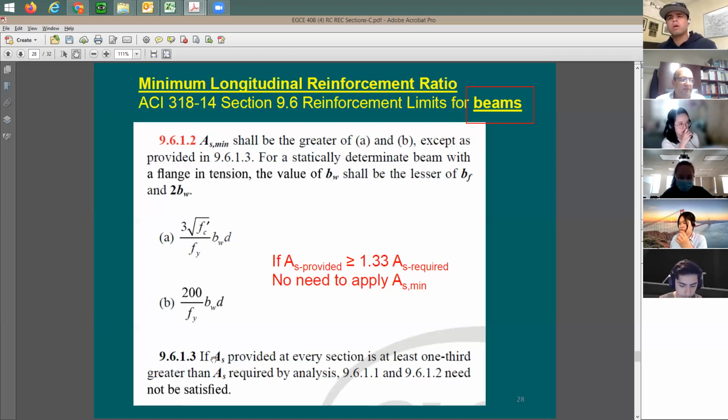Now I have here a good note, which is section 9.6.1.3. If AS provided, the amount of reinforcement, is going to be larger than 4/3 of the AS required, which means required to resist the given moment, you don't really need to apply this AS minimum. Meaning if the demand is extremely small and you provided 4/3 of this demand as reinforcing, you don't really need to check the AS minimum, which is very good, right? In lots of cases.